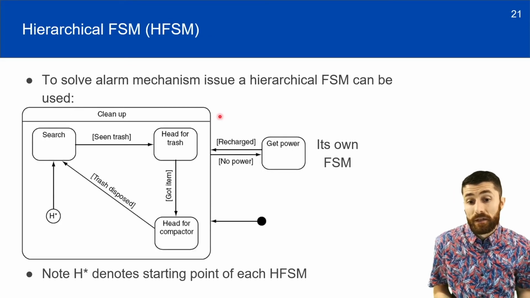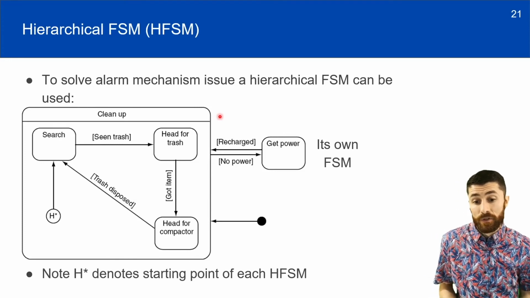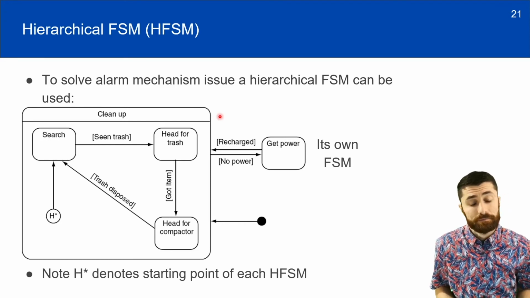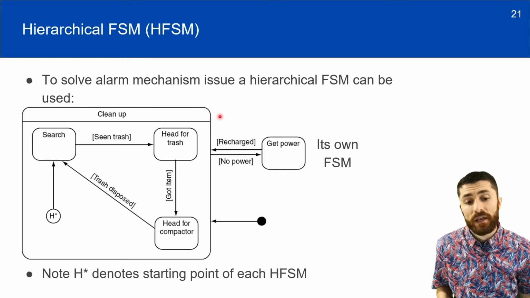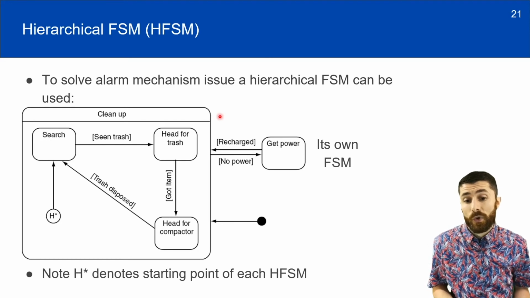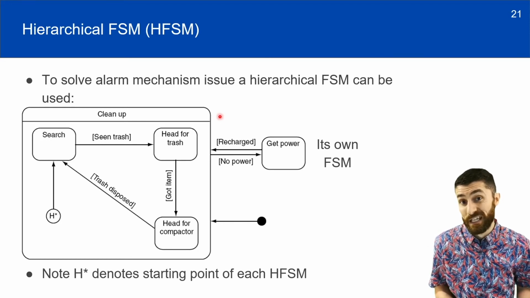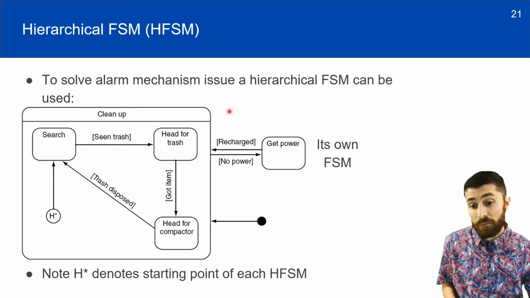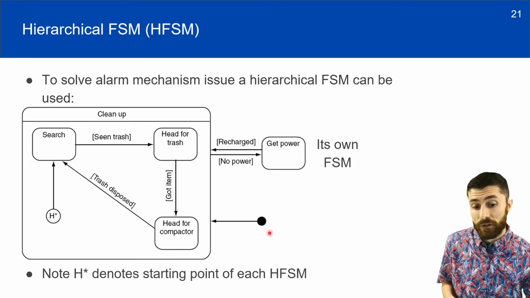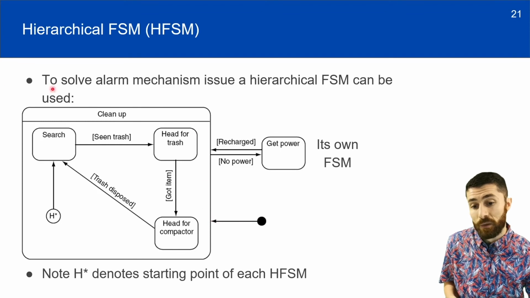To solve the alarm mechanism issue, a hierarchical finite state machine can be used. And as you can see here in this slide, this is a lot cleaner than what we just had in the previous slide. And the main reason for that is that a hierarchical finite state machine actually stores which finite state machine it is currently in. So we have two finite state machines here. One we've got called clean up, and just to go back to diagrams again, the state that these finite state machines would start in are represented by this black dot. So this means that we will be in the cleanup state for this particular finite state machine.